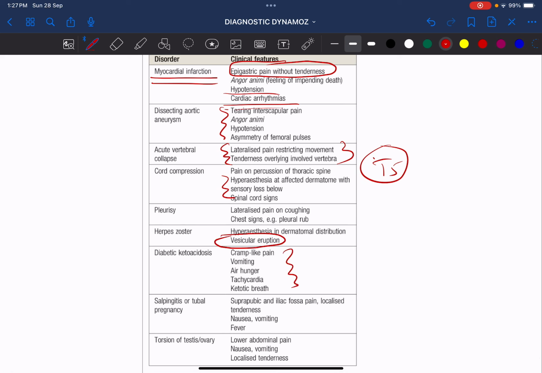Diabetic ketoacidosis, one of the most important symptoms of diabetic ketoacidosis is abdominal pain. It has been asked as a previous AIIMS PG entrance exam question. The patient will come with abdominal pain, air hunger, ketotic breath, tachycardia and everything.